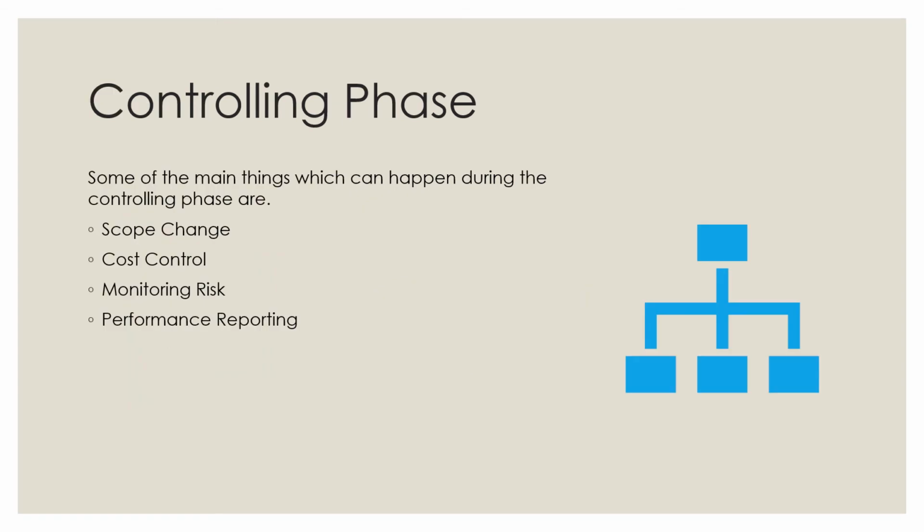Now I will move on to the controlling phase. In the controlling phase, project performance must be monitored and measured regularly to identify variance from the project plans. Like, is it going fine? So it includes scope change, cost control, performance reporting, etc.